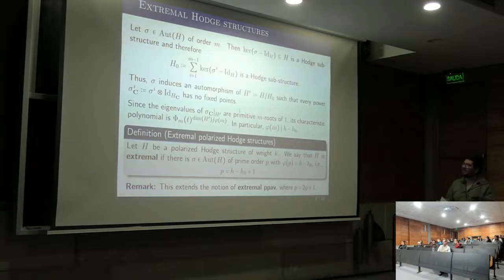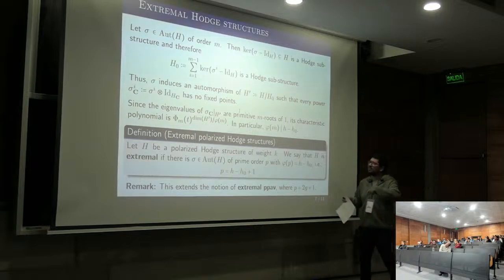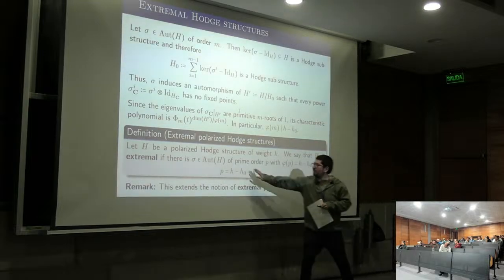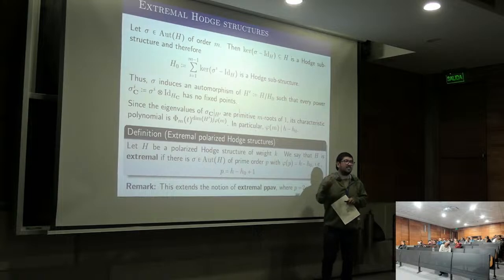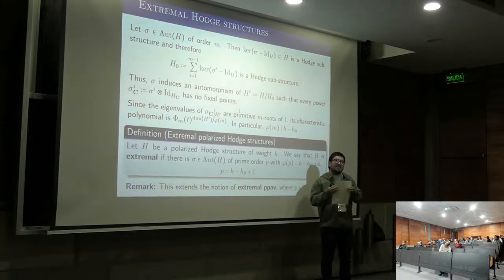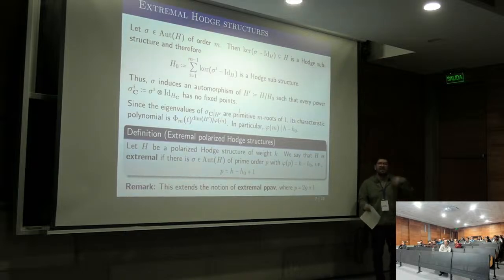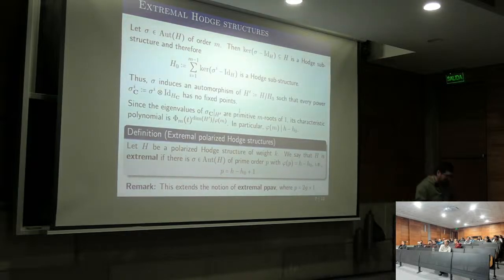Let me just say that if the action has no fixed points, so this h0 doesn't appear in the picture, and then, of course, you have h plus 1. And in the case of abelian varieties, you have, remember, two pieces conjugate to one another, and the dimension is g. So you have 2g plus 1. And this was the original definition for principally polarized abelian varieties. And this is just a very naive but useful generalization to more general Hodge structures.